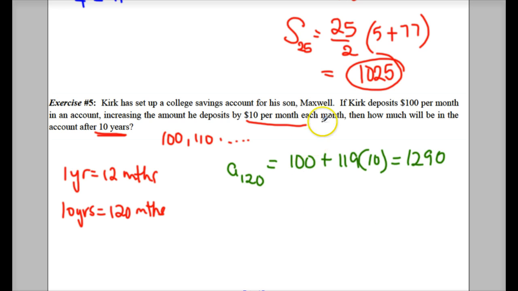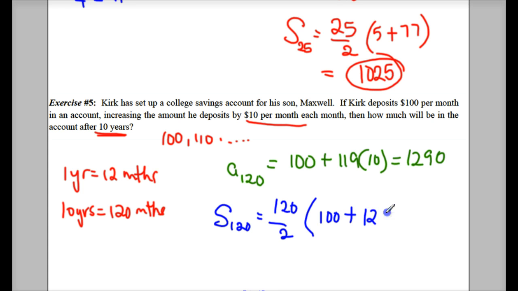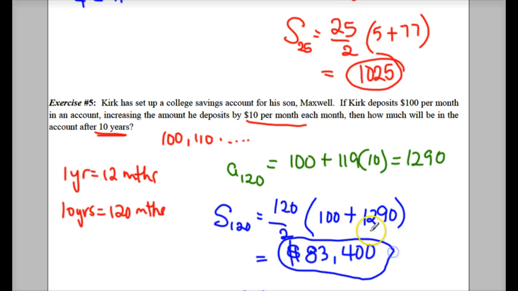Now what's the sum that he will have after 10 years? So I'm trying to find the summation of 120. 120 over 2 times my starting 100 plus, what did I get after 120 months? 1290. Work this out. Maxwell is a rich guy. He has $83,400 in his account after 10 years, if Dad does that.